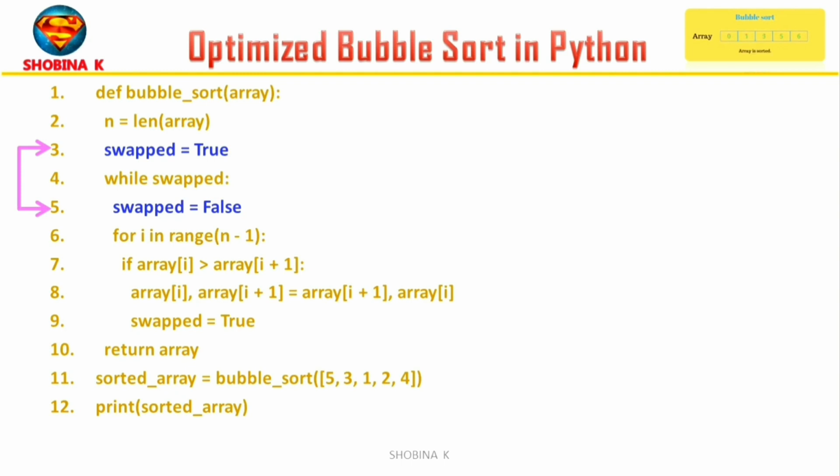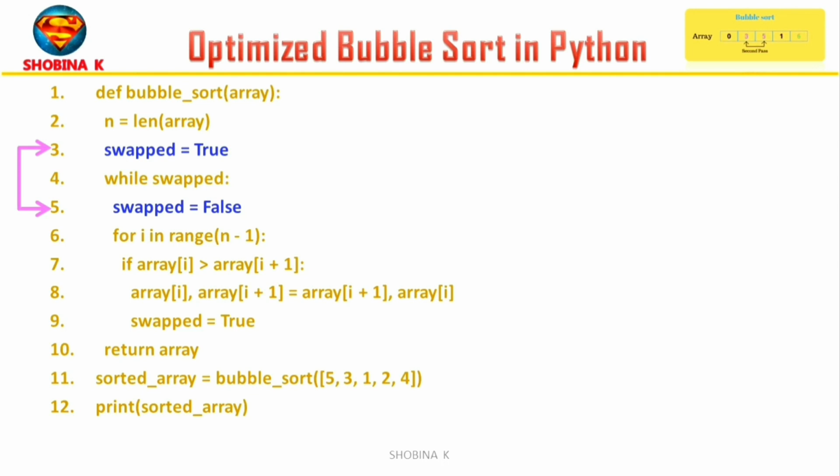The bubble sort function is defined. It takes an array as input and returns the sorted array. The variable n is assigned the length of the array. Next, the swap variable is initialized to true, which indicates that the array is not sorted. The while loop continues until the swap is false, which means the loop will continue until the array is sorted. Next, the variable swapped is set to false. This indicates that no swaps have been made in this iteration of the loop.